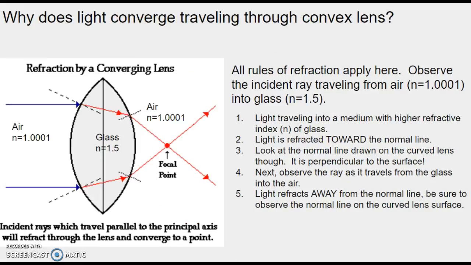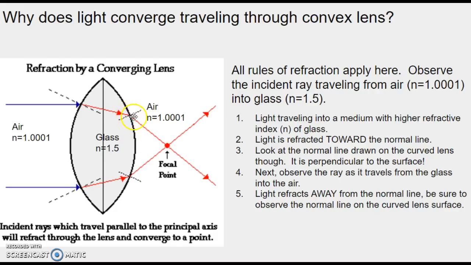Hopefully that makes sense. So why does light converge traveling through a convex lens? Well, the same rules apply. We're going from air into glass. Notice the angle of incidence of my incident ray itself. This angle is larger because the surface here is curved. My normal line is perpendicular to the surface. This ray is going to refract, or bend, towards the normal line, going from low to high. It continues being transmitted through, and again the surface is curved, with the normal perpendicular to it.